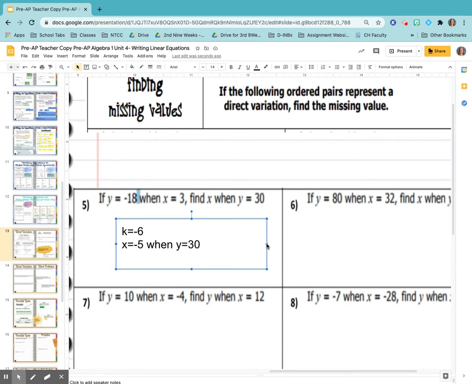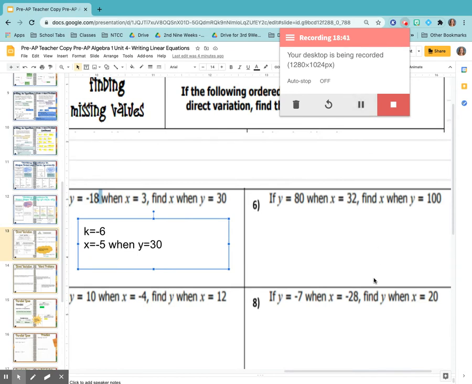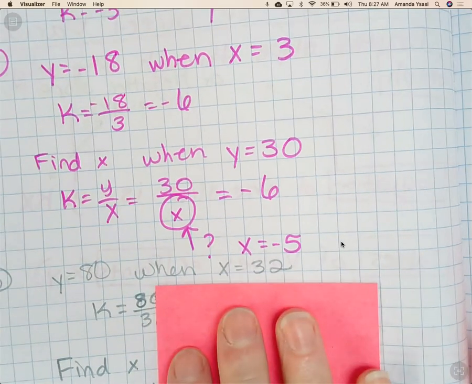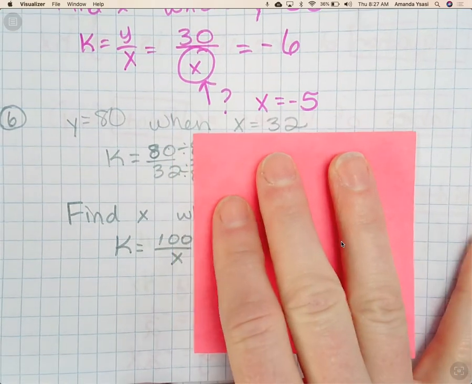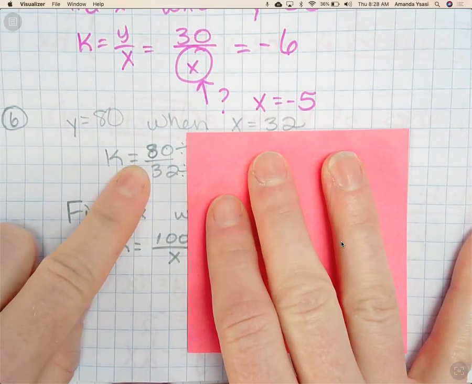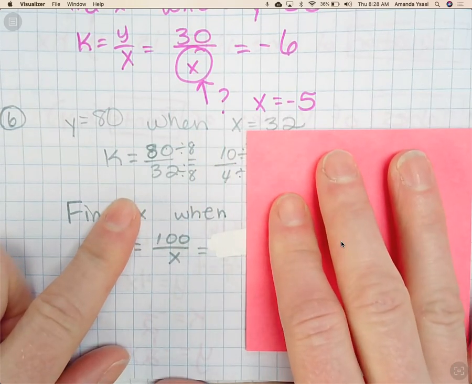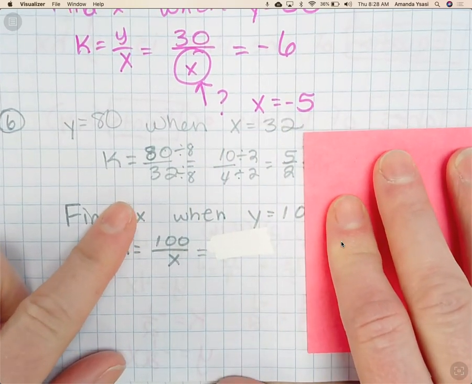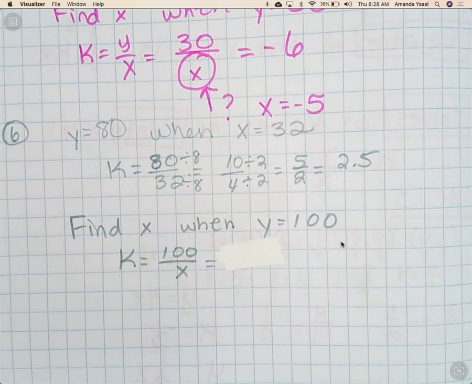So I'm going to pause it right now, and I'm going to let you do 6, 7, and 8 as I walk around the room. So this one is a little bit harder, so I'm going to give you a hint. We have y equals 80 when x equals 32. So we'll do y over x, 80 over 32, which I reduced by hand. So I got 5 over 2, which would equal 2.5, right?